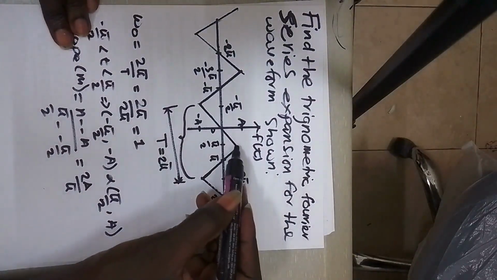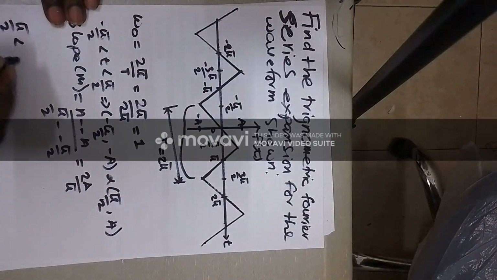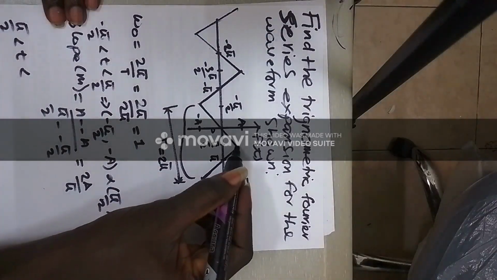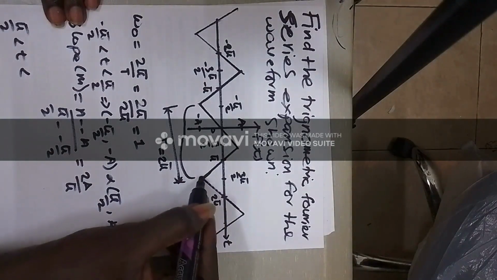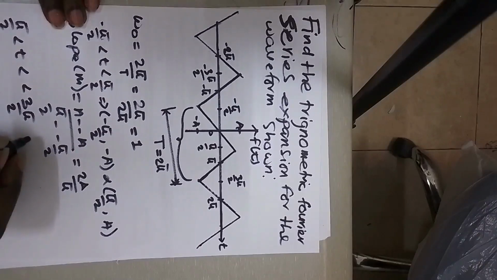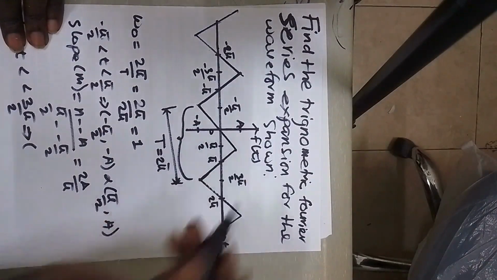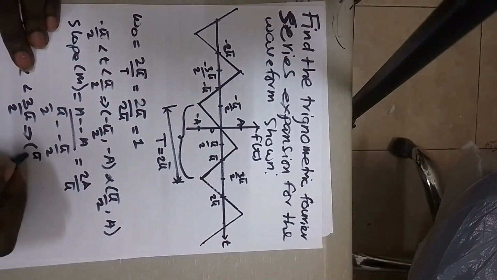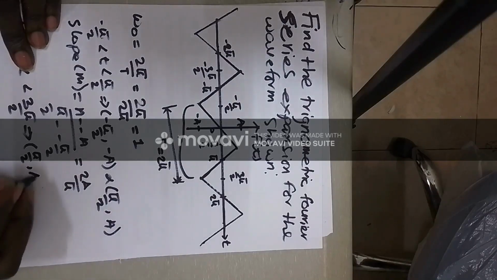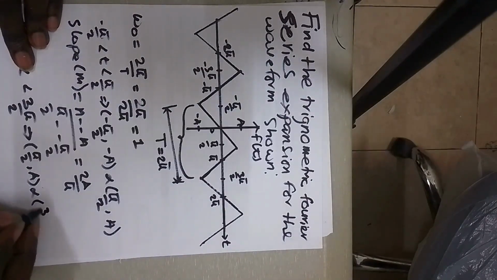The next part will be from here to here, that is pi on 2 less than t less than 3 pi on 2. Here I'm going to use the points. What is the point here? The point here is pi on 2, A, and the other point is 3 pi on 2, minus A.